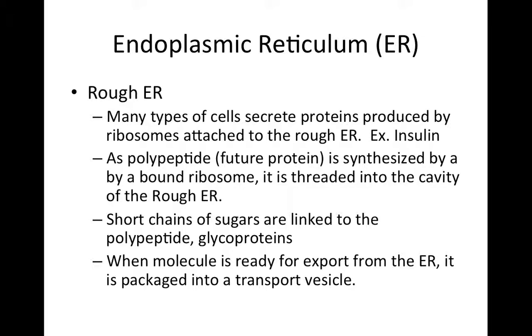Once it's there, short chains of sugar are linked to the polypeptide, making glycoproteins. This does happen, for example, mostly in the Golgi apparatus. And then ultimately, when the molecule is ready for export from the ER, it is packaged into transport vesicles. So again, a fairly detailed but concise explanation of what the rough ER does. Excuse me.